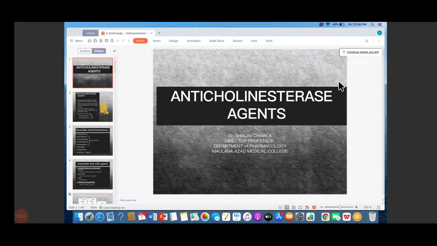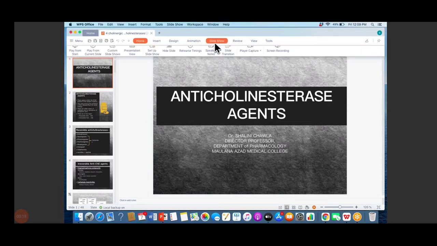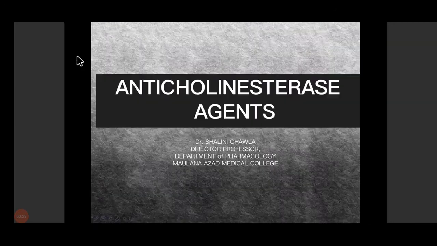Acetylcholine will decrease the cholinergic supply. So anticholinesterases will be something which will enhance the cholinergic supply by prolonging the duration of action of acetylcholine. Therefore they are the indirectly acting cholinomimetic drugs. So we are talking about the cholinesterase inhibitors, also known as anticholinesterases.